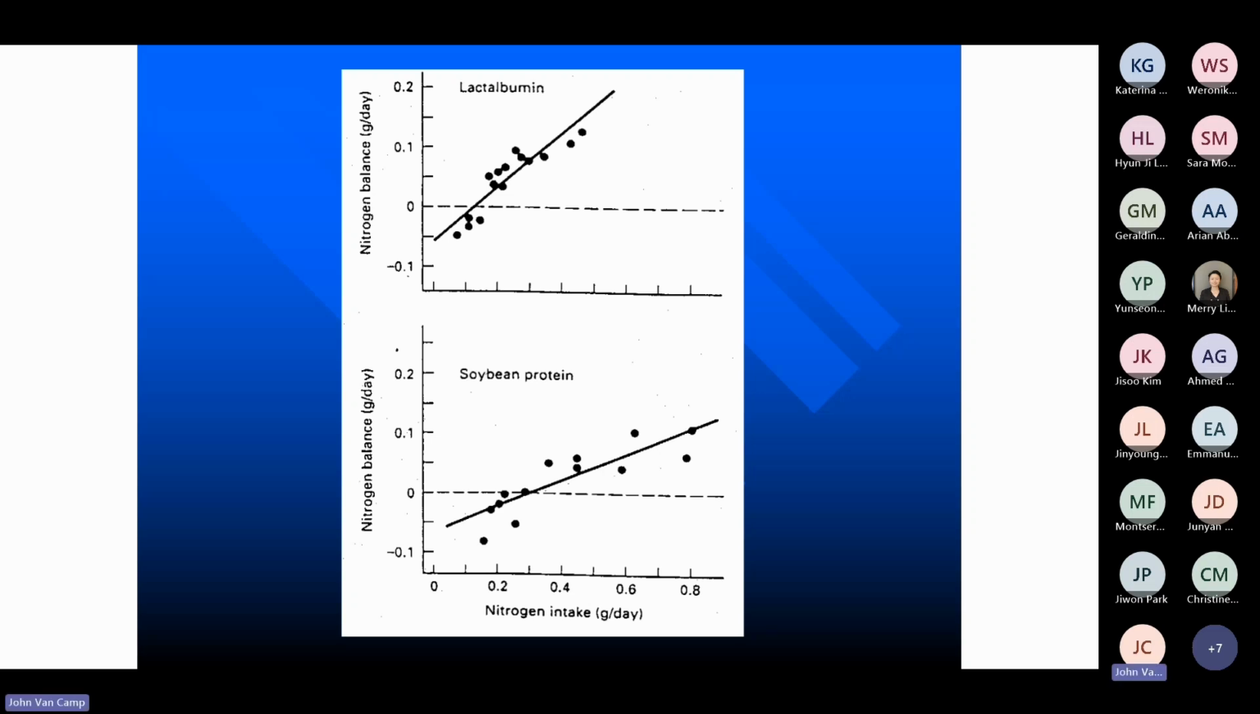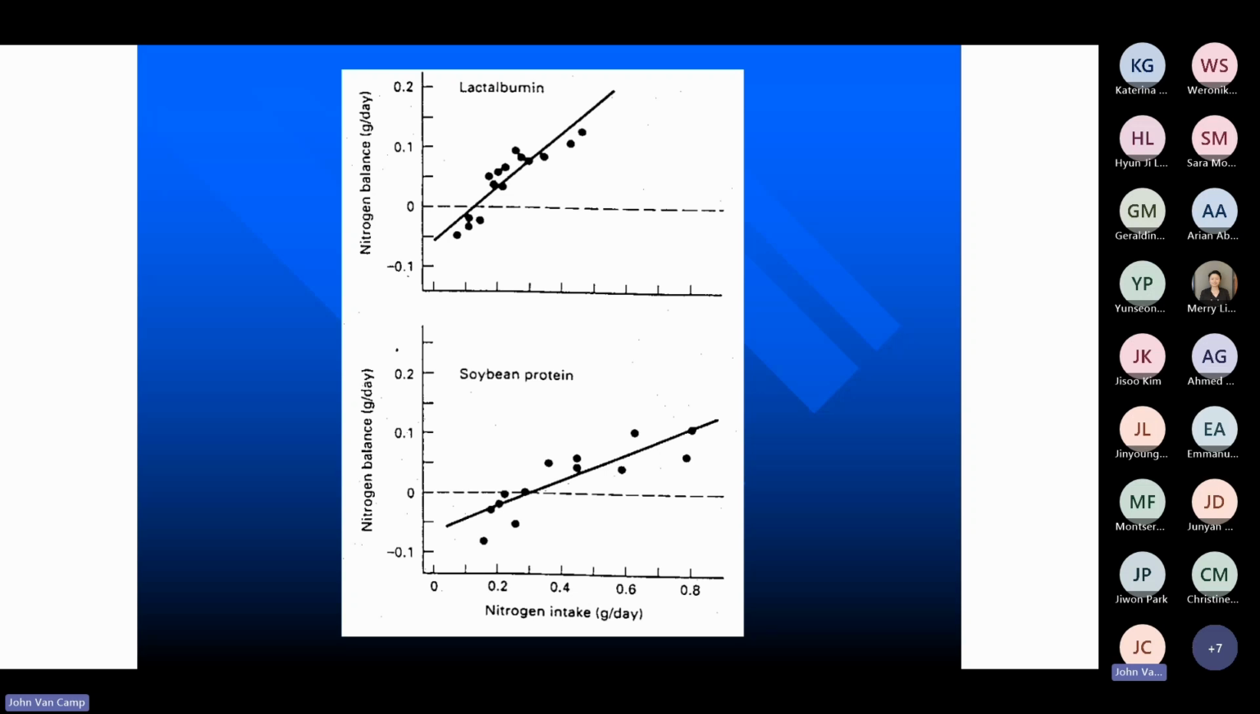So you can actually start here on the left at 0 intake. If we don't take in any nitrogen from the diet, then the balance is negative, which is quite logical because the animal is just losing nitrogen and is not gaining nitrogen from the food. So the balance is negative. And there's no difference between the lactalbumin study and the soybean study because there's no protein involved. It's only the animal as such.